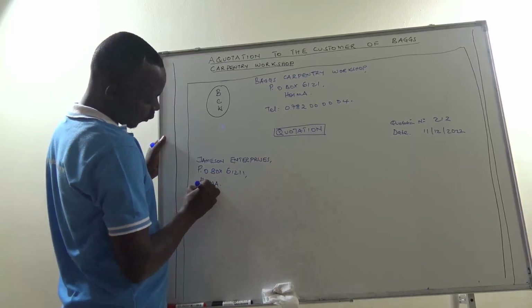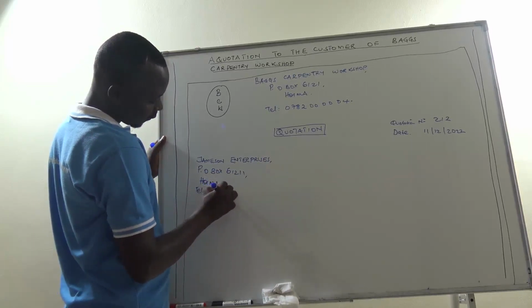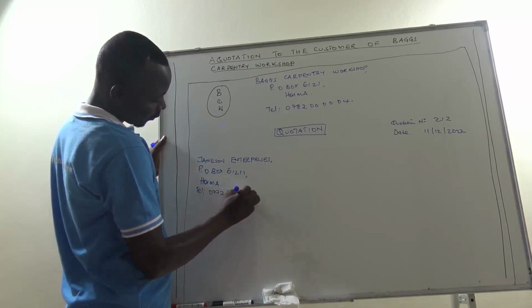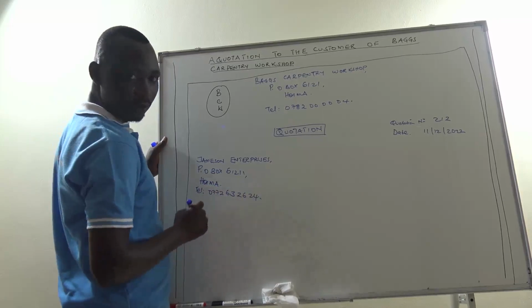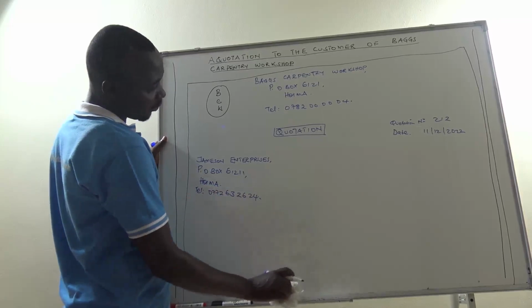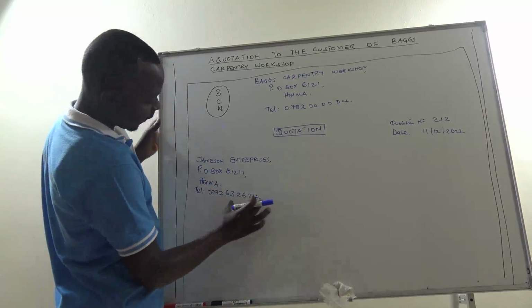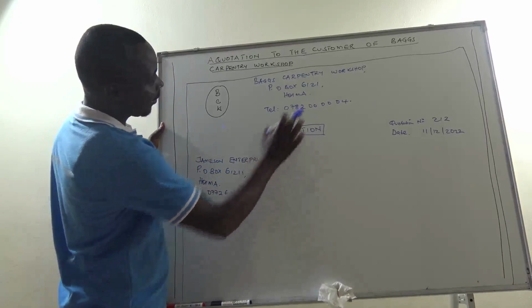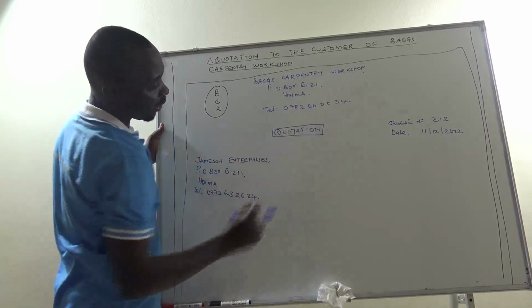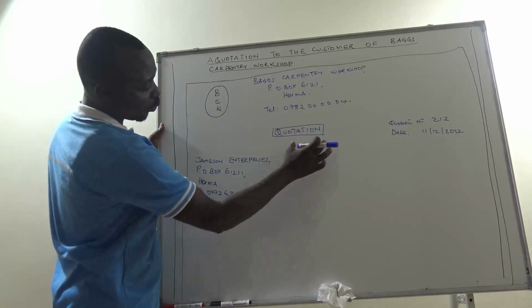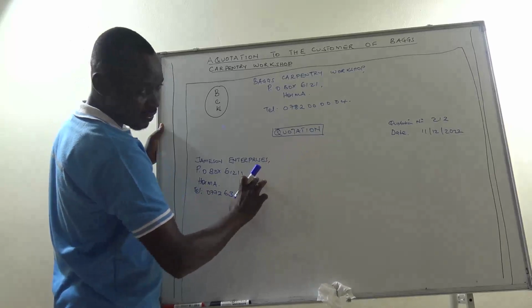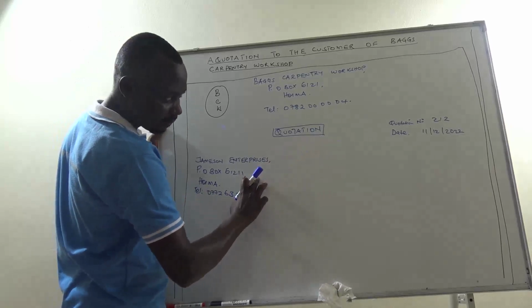If you know the telephone contact of this business, write the telephone contact, because this address is for the buyer. Remember, this is the business that we are operating, which is writing a quotation to the business that is interested in buying.